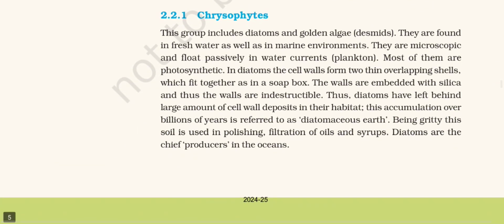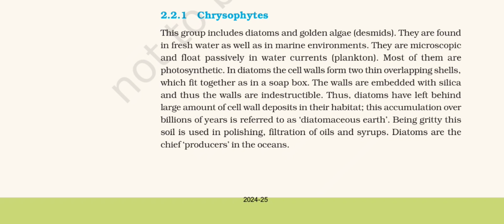This group includes diatoms and golden algae, desmids. They are found in fresh water as well as in marine environments. They are microscopic and float passively in water currents, plankton. Most of them are photosynthetic. In diatoms, the cell walls form two thin overlapping shells, which fit together as in a soap box. The walls are embedded with silica, and thus the walls are indestructible.